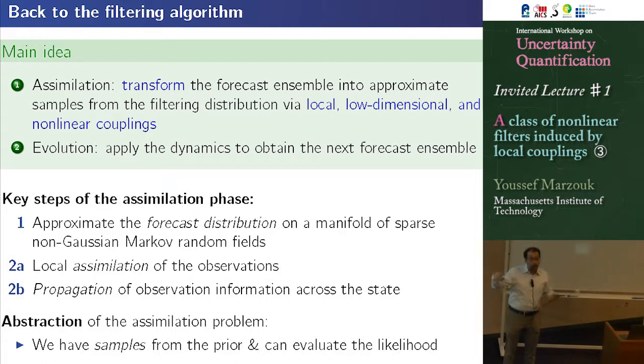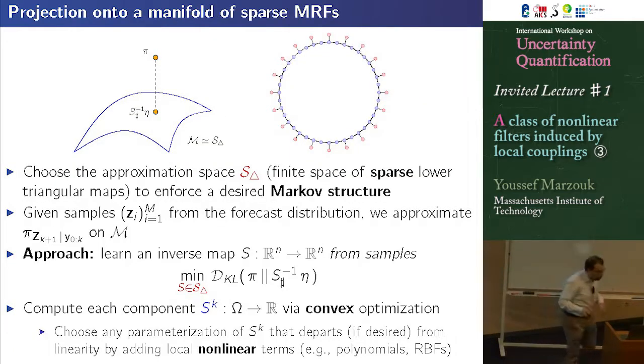So how does this work? I have a bunch of samples, and I'm going to project the forecast onto a manifold of sparse MRFs. What does this mean? What sparse MRFs do I pick? Well, I'm just going to pick a Markov structure. This is maybe a relatively arbitrary thing in an algorithm right now, but you could think of this as akin to localization or any other kind of regularization. The Markov structure maybe looks like this: everyone interacts with its neighbors.